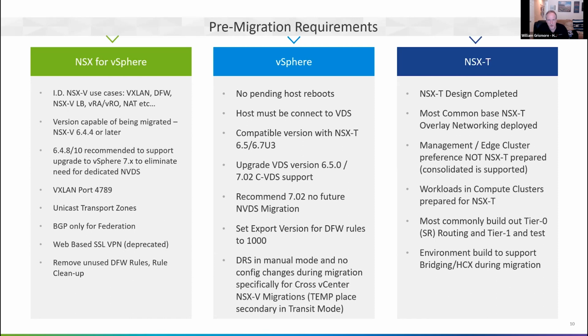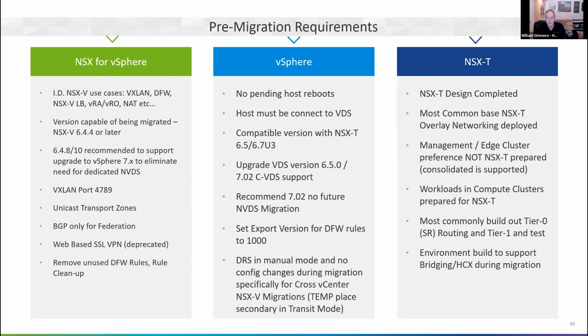With vSphere, try to go to vSphere 7 so you can take advantage of the converged VDS. That way you don't have to migrate to T and build an NVDS, which is going to be deprecated in 4 months. So try to get yourself onto vSphere 7 Update 2, and to do that, get your NSX-V upgraded first, upgrade your vSphere, and then do your migration.